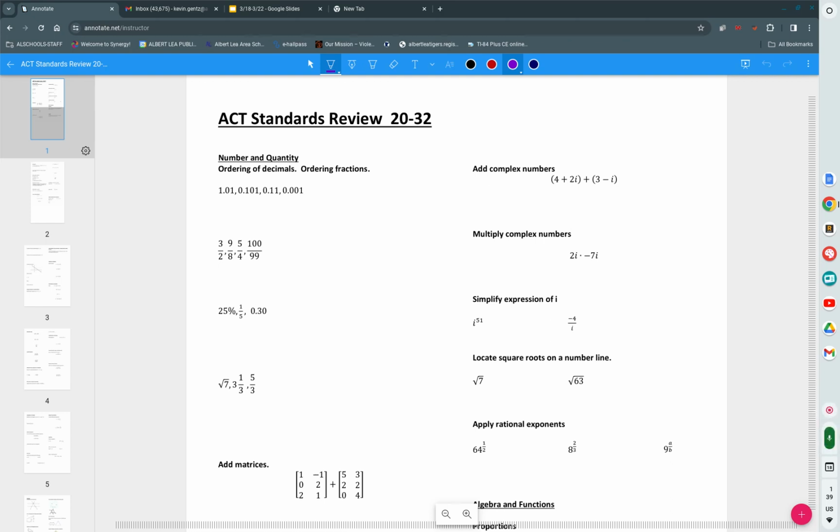The first part of the math section that we really cover for the ACT is number and quantity, and that's going to take us up through this spot right here, which is algebra and functions. So this section right here is all about number and quantity. Basic examples, you have to be able to look at decimals and understand how they compare.